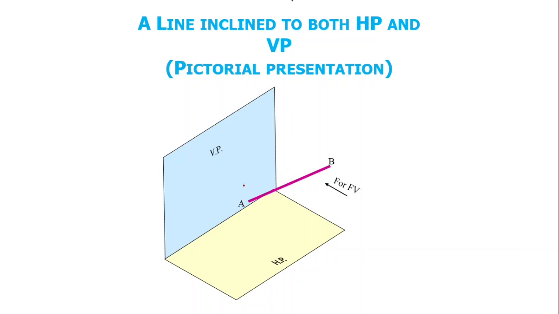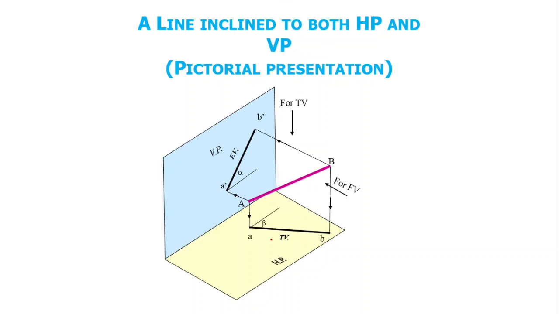For the front view, the visual rays must be perpendicular to VP, and for the top view, the visual rays must be perpendicular to HP. Here is the front view A dash B dash, inclined alpha degree with the XY line. That alpha is known as apparent inclination with HP.